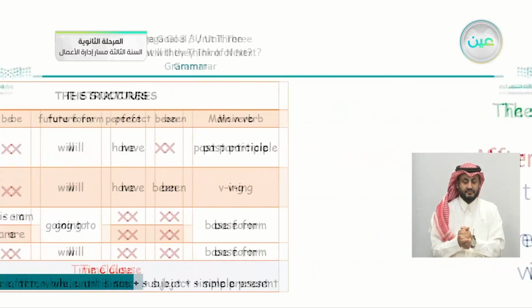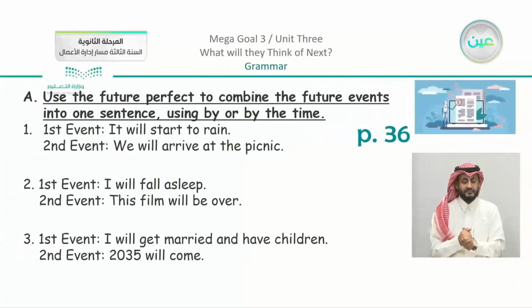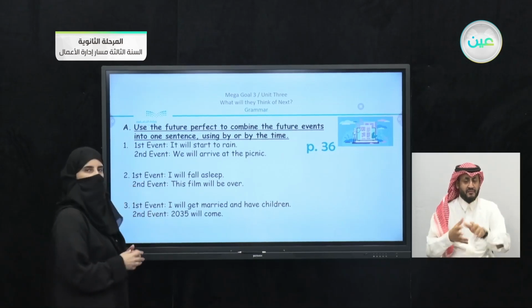So at the end of our table, we just add that we have here the time clauses, if you notice that they are used with the subject and the simple present. Now we have our exercises in the book. You can see that we have here the first one, use the future perfect to combine the future events into one sentence using by or by the time. Now you can see that we have here 2 parts. We're going to combine them together using the future perfect.